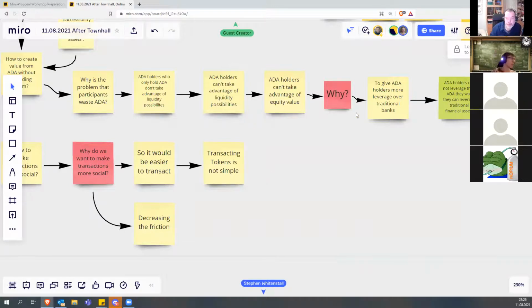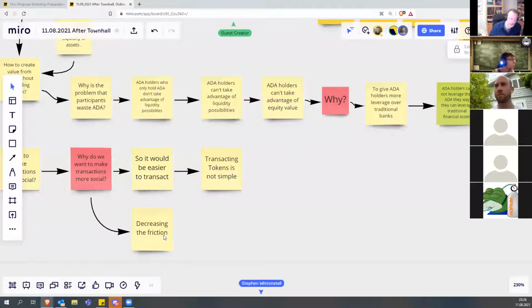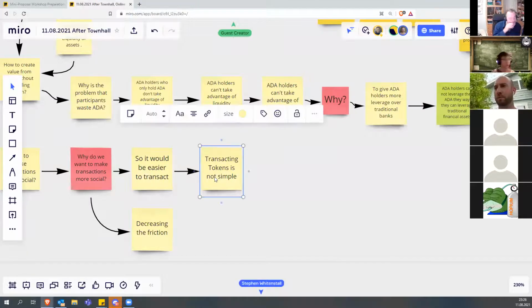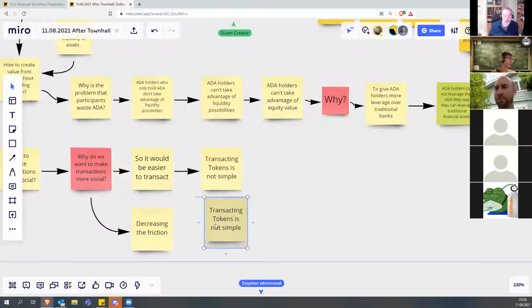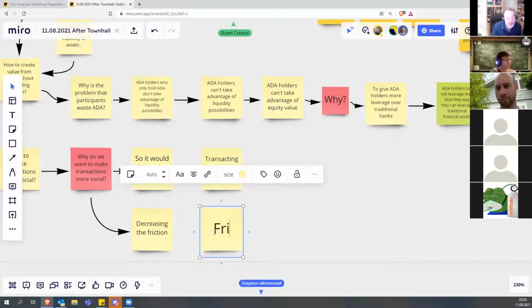I understand. But okay, decreasing the friction. So the problem is the friction is too big. It's not social. It's antisocial, not the right words. There's too much work to send the transaction to somebody who's not in the network already.